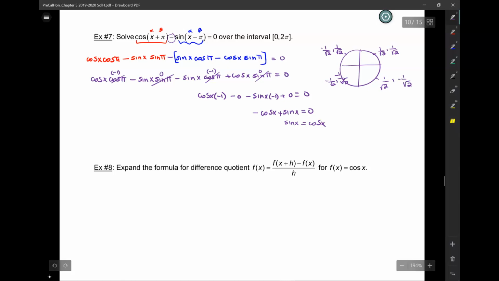So, the quadrants in which both of them are the same are the first and the third. So we could say x is pi over 4 and 5 pi over 4, plus or minus pi n, yeah. Okay.